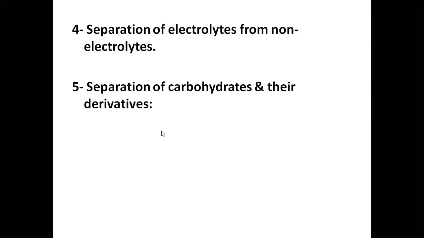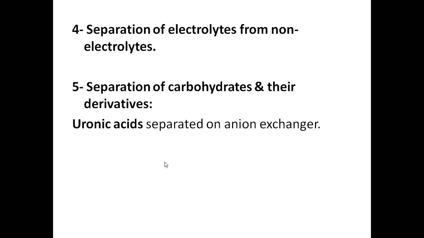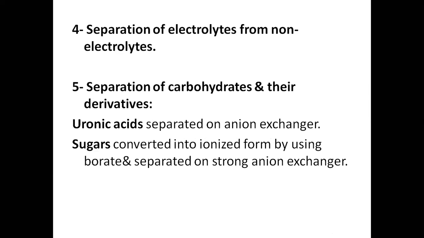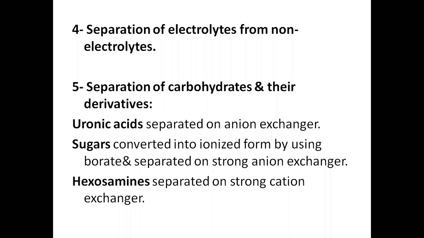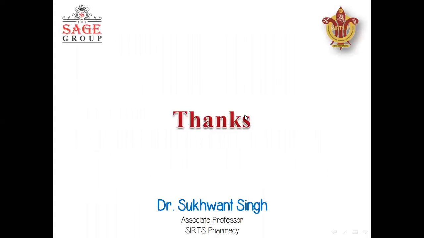Similarly, separation of carbohydrates and their derivatives is important. For example, uronic acids are separated with the help of an anion exchanger. Similarly, sugars are converted into ionized form by using borate and separated on strong anion exchangers. Similarly, hexosamines are separated on strong cationic exchangers. So this is all about the applications of ion exchangers that we have studied, and this forms the basis of partition chromatography, which is based on the ion exchange principle and is also termed ion exchange chromatography.